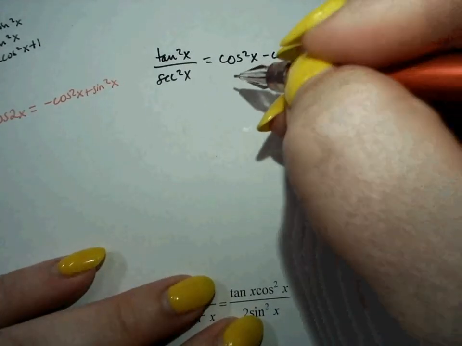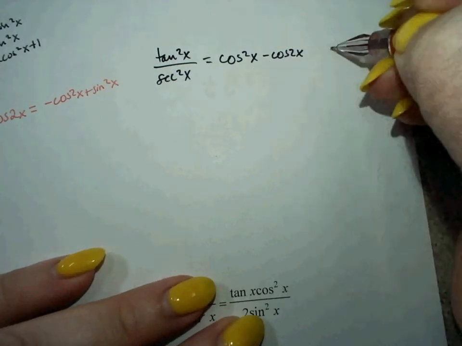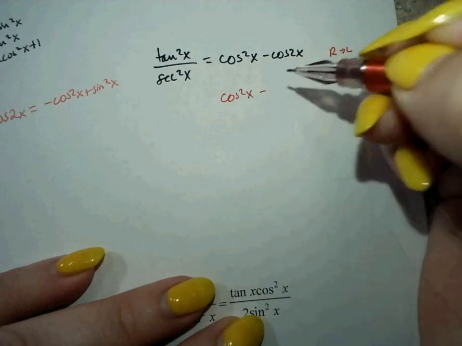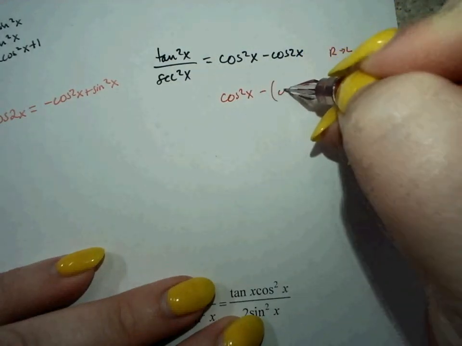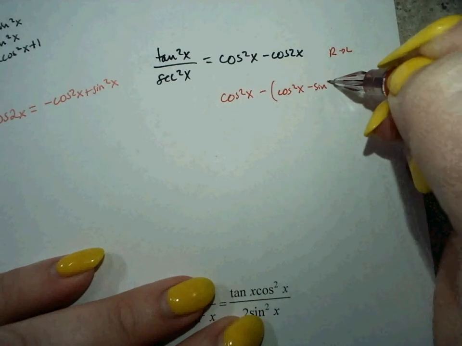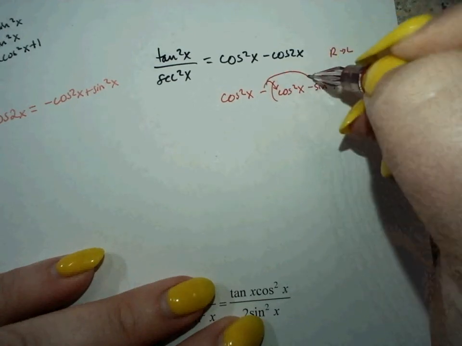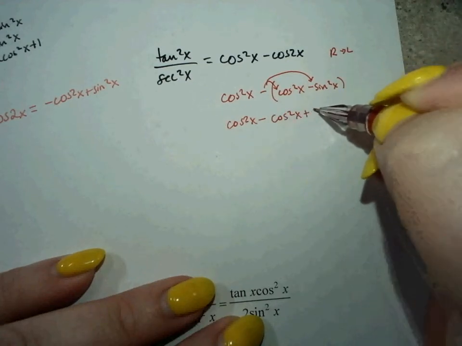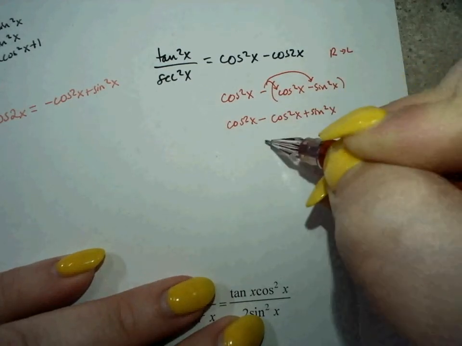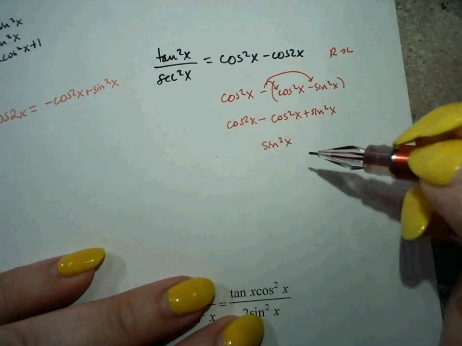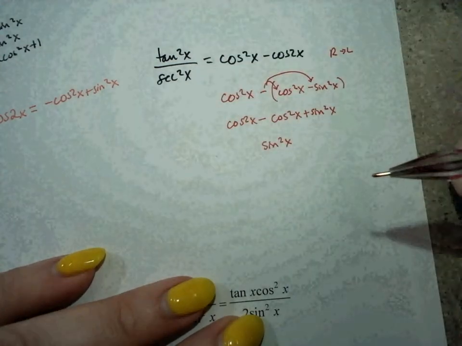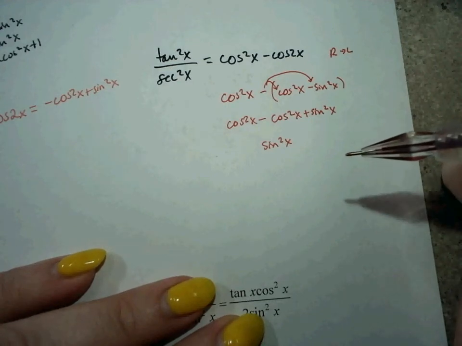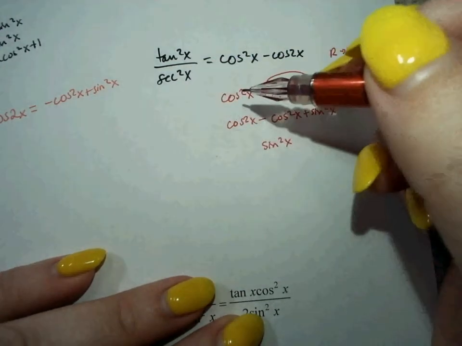So I do have some options as far as cosine of 2x goes. So if I were going to do right to left, then I'm going to start with cosine squared minus cosine 2x, and I'm going to go ahead and use the first one, cosine squared minus sine squared. I'm going to distribute my minus sign, and I'm going to see that I get cosine squared minus cosine squared plus sine squared, and then that just gives me sine squared. So then you're sitting here like, okay, well I've got sine squared, but I need tangent squared divided by secant squared. So here's what I know.